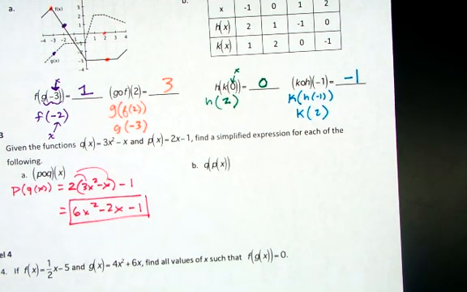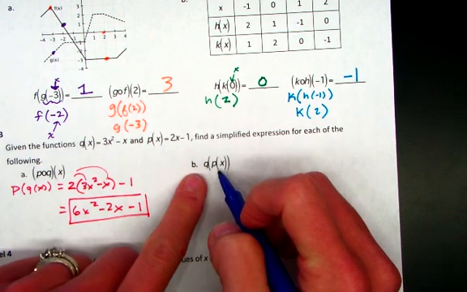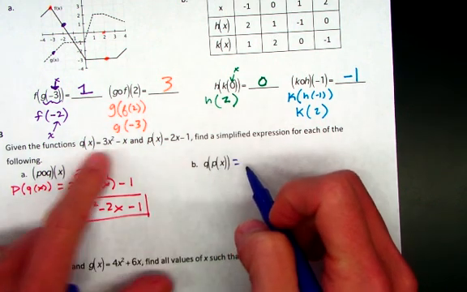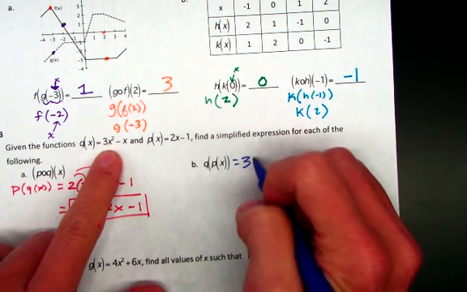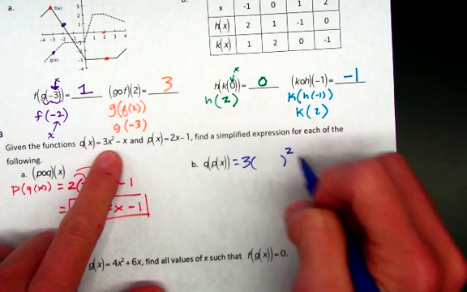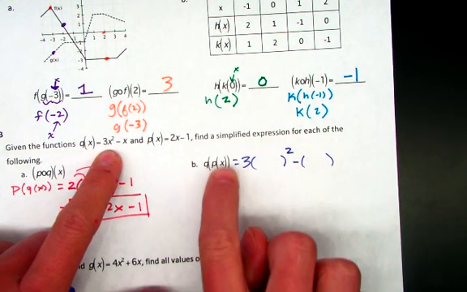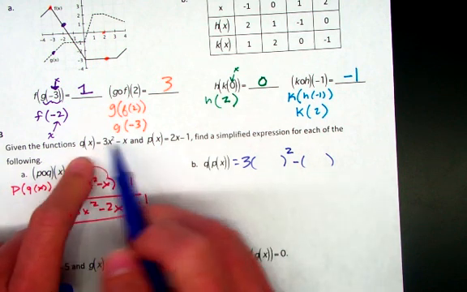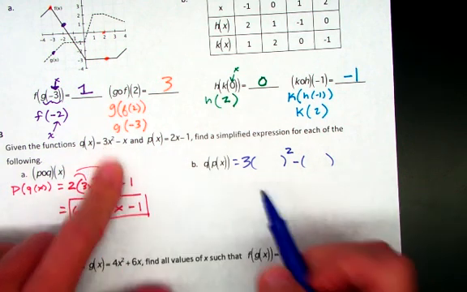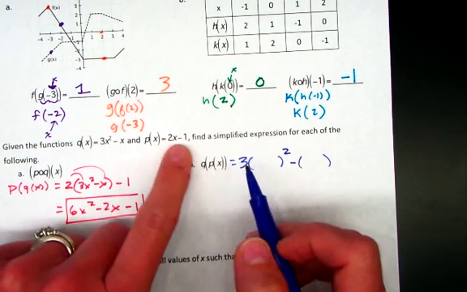-1. q of p of x, we're going to do the same thing, but now I'm looking at q. So q is 3x squared minus x. So notice I put parentheses where I want my input to be, because my input is the x here. So instead of x, I'm going to put my function p. What is my function p?